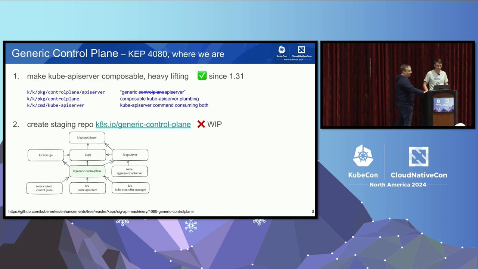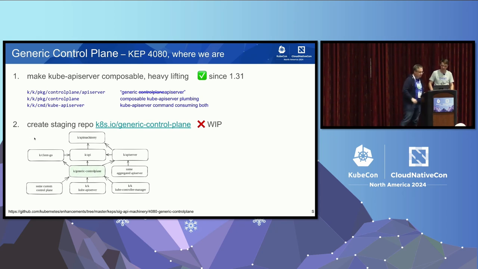The second one, if you read the code, package control plane, don't be confused. This sounds like generic control plane, it's not. This is Kube API server. So the renaming, the cleanup, all of that will happen. But the heavy lifting has been done, like the split has been done.